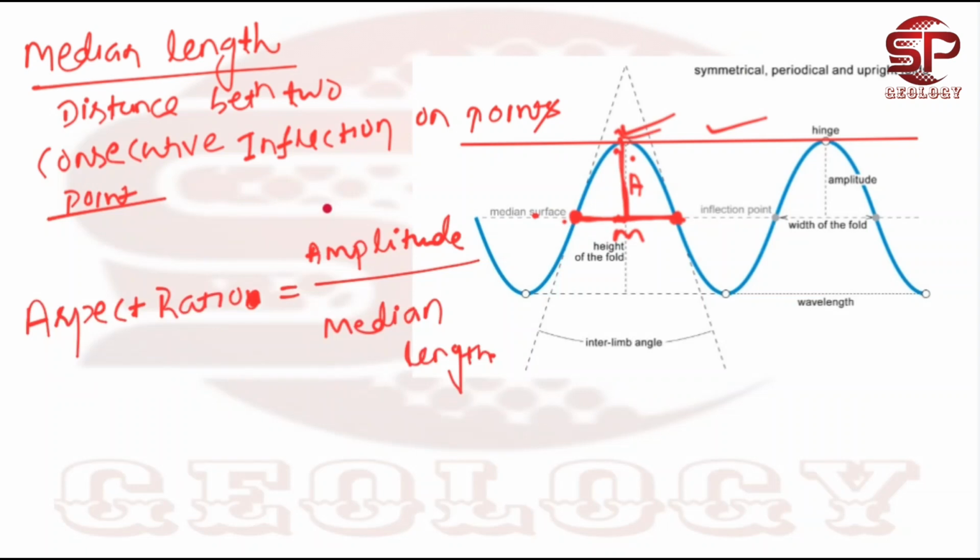The distance between two crests or two troughs, you can say that is your wavelength, and the median length can be considered as your width of the fold. Median length, otherwise width of the fold. Understood?